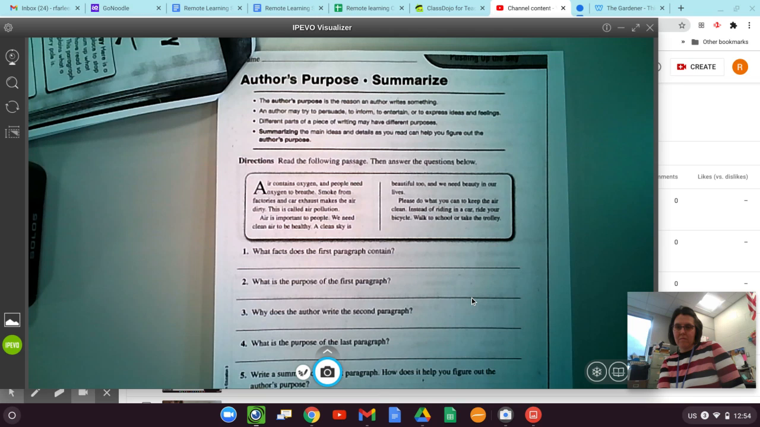Good morning. We are talking about author's purpose today. We've talked about that some already. Let's see if any of you remember this, at least in my class I had.